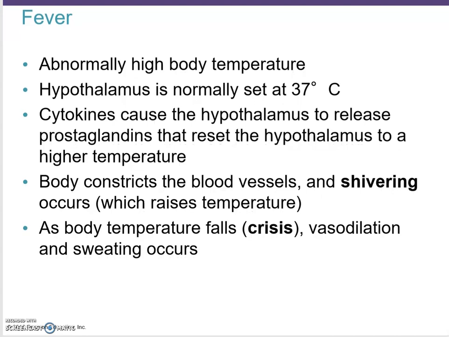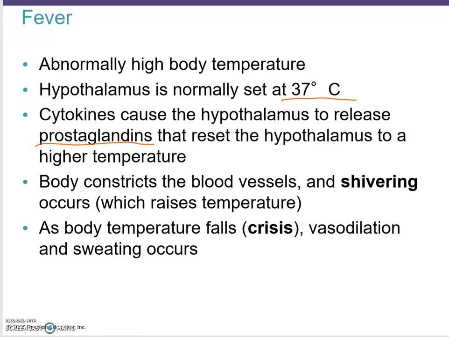So fever is an abnormally high body temperature. So that bears the question, what's normal? Well, normal is 37 degrees Celsius, and that's set by the hypothalamus. If you have some sort of inflammation going on or some infection, then cytokines may cause the hypothalamus to release prostaglandins, those are fever-inducing substances, to reset the hypothalamus to a higher temperature.